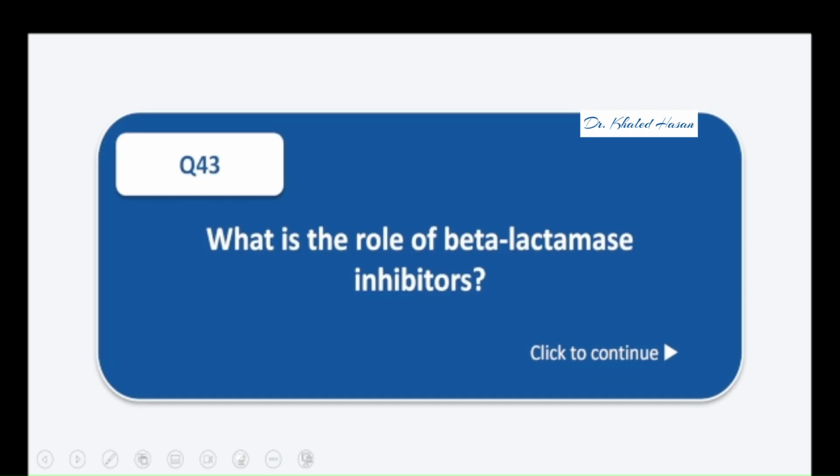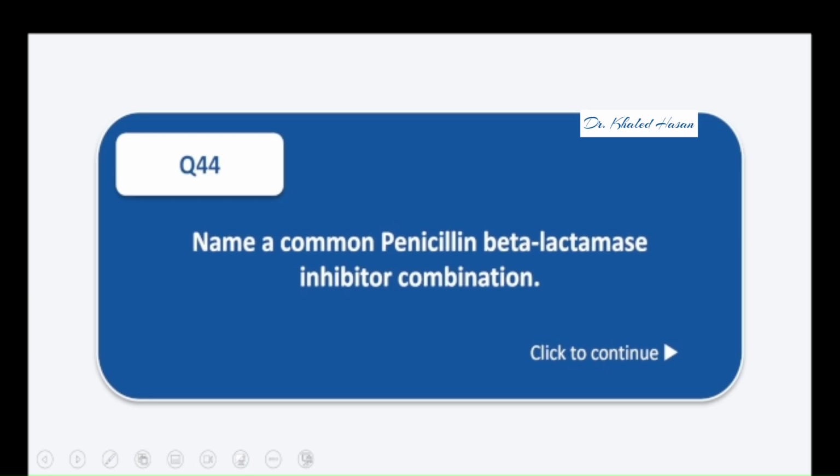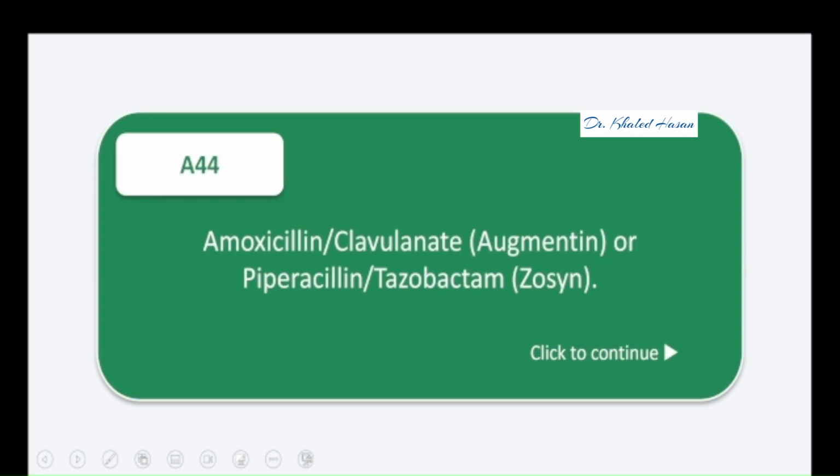What is the role of a beta-lactamase inhibitor? Why do you use a beta-lactamase inhibitor? The beta-lactamase inhibitor protects penicillin from being destroyed by bacterial enzymes. An example is clavulanic acid. Name a common penicillin and beta-lactamase inhibitor combination. We have amoxicillin clavulanate, with the brand name Augmentin. Then we have piperacillin tazobactam, with the brand name Zosyn.